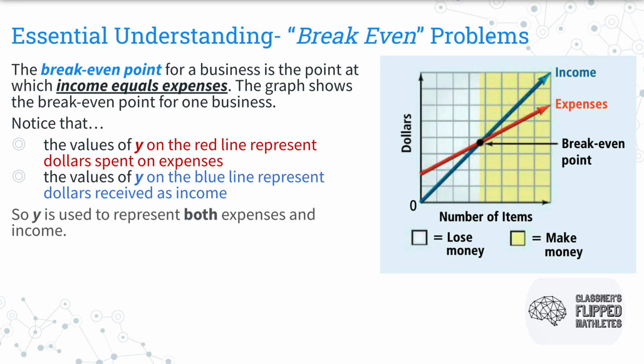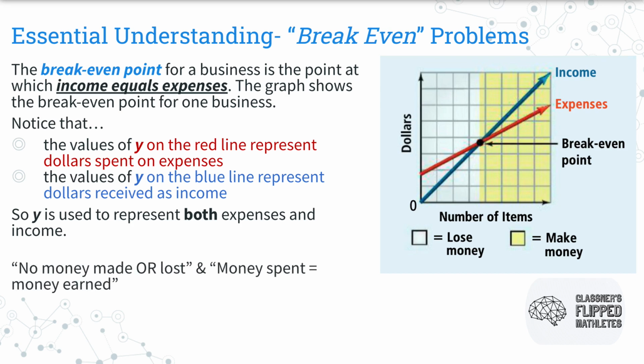And so y is used to represent both income and expenses. x is number of items, and left and right of that is going to tell you if you're in profit or in debt. The break-even point itself is infinitely small. It's for some amount of a single item. Maybe it's 200 hats or 500 dog collars or whatever it is.